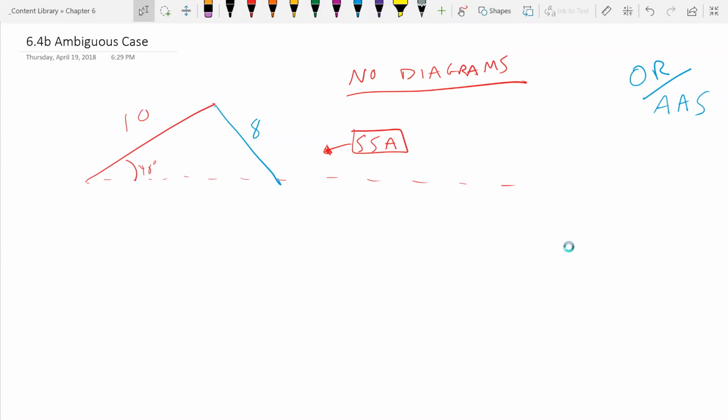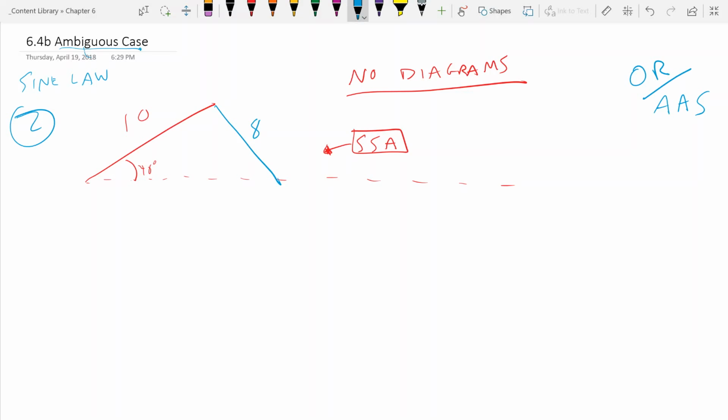All right. So we're going to look at basically a build off of the sine law called the ambiguous case. Ambiguous means that you're not sure. It could be multiple things. And when we get through this explanation, it'll make sense. But essentially, when you're given a question, sometimes there's two triangles. Okay? And one of them is invisible.